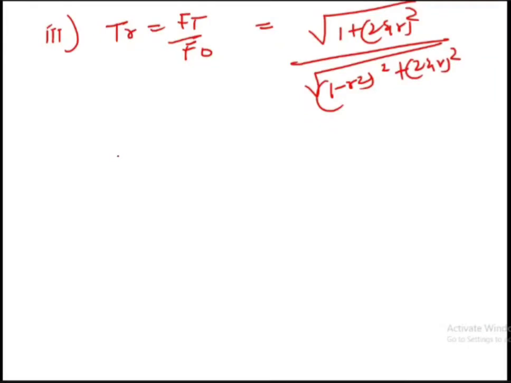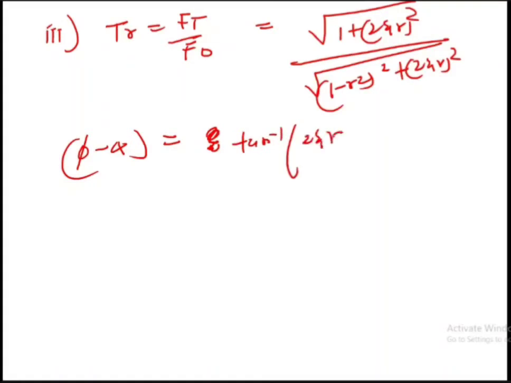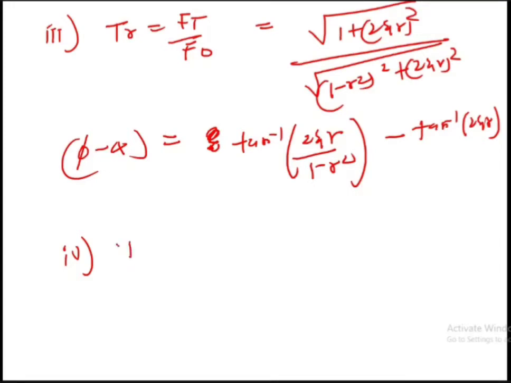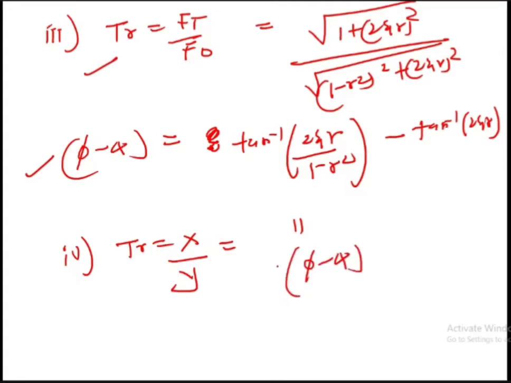And what was the angle of lag or phase angle? The phase angle for this was phi minus alpha. And phi minus alpha is nothing but tan inverse of 2 zeta r upon 1 minus r square, minus tan inverse of 2 zeta r. So this we have derived for force transmissibility. And now we have derived the equation for forced vibration due to base excitation, that is motion transmissibility, TR is equal to x upon y. The formula is the same as this, and the phase angle is also the same, phi minus alpha.